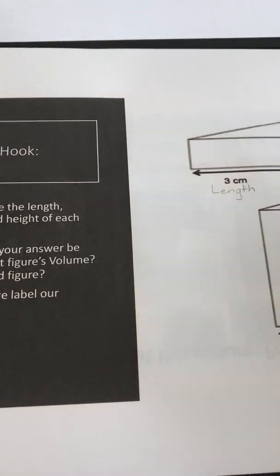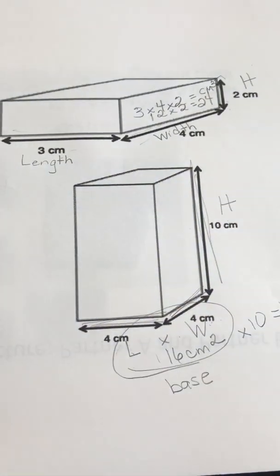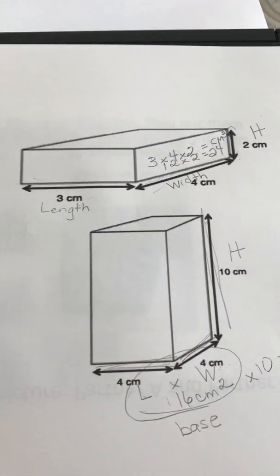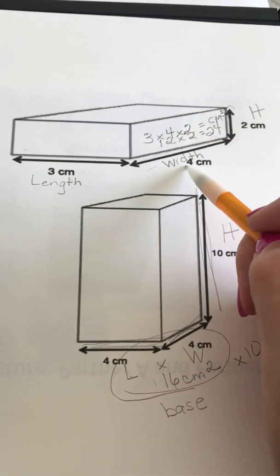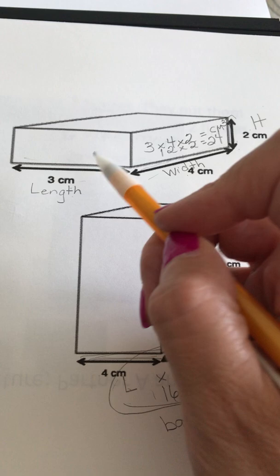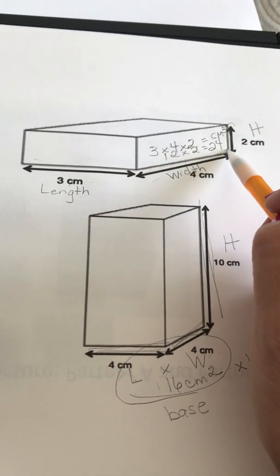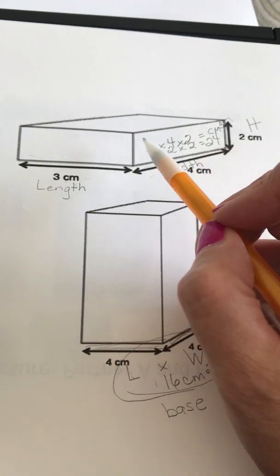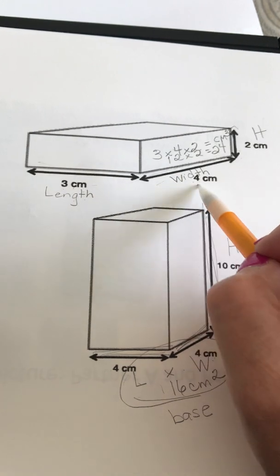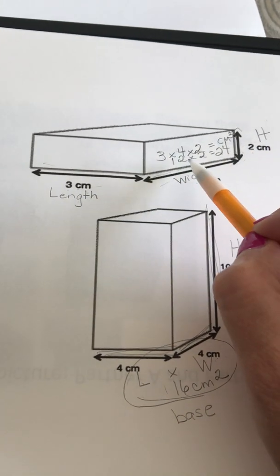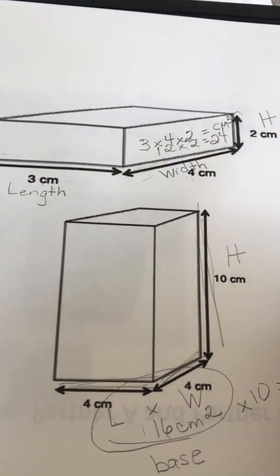Okay, so let's again look at each of these figures that we have. I have a length, a width, and a height. My length is 3, my width is 4, my height is 2. We're multiplying length times width times height. 3 times 4 times 2. 3 times 4 is 12, times 2 equals 24 centimeters cubed.